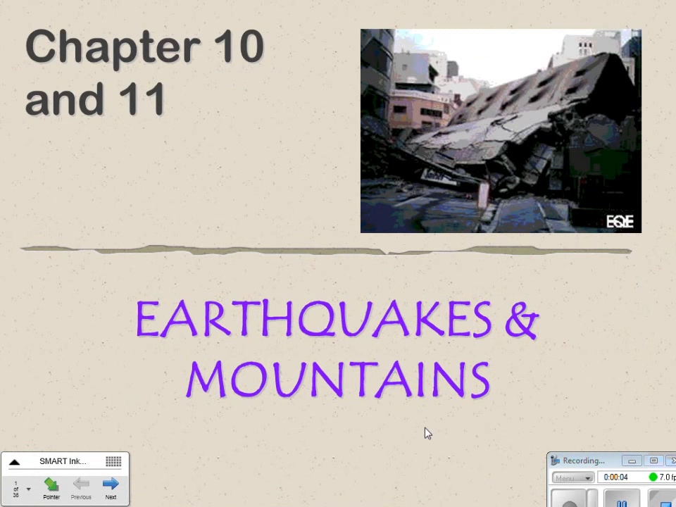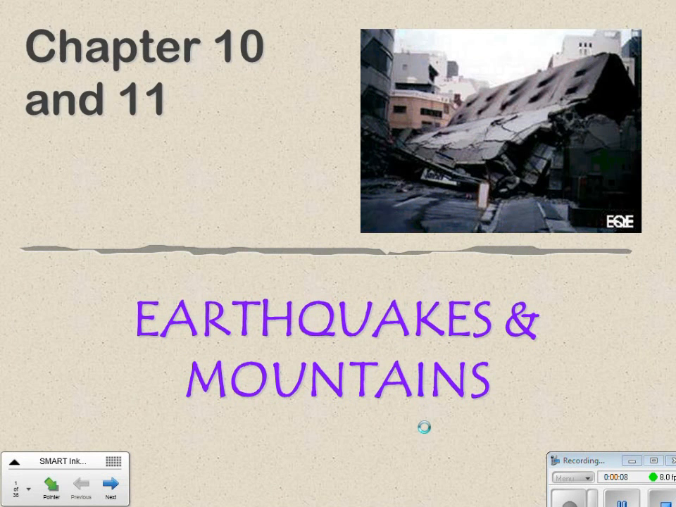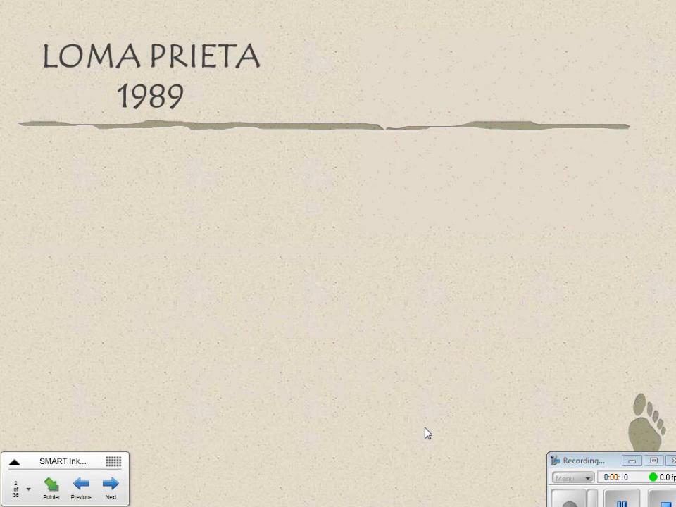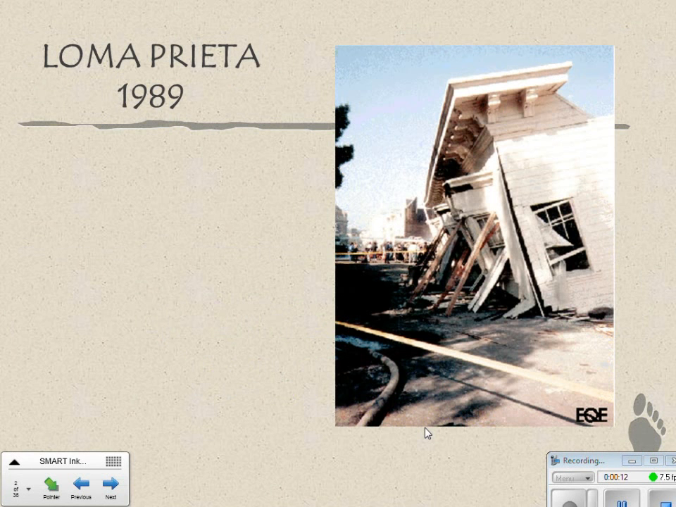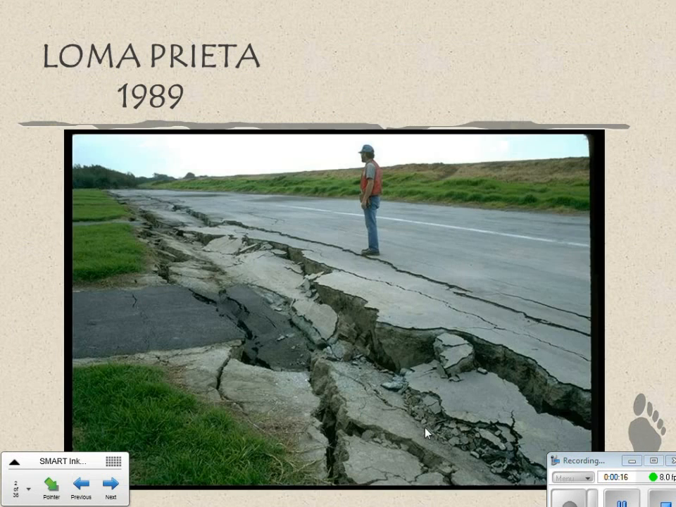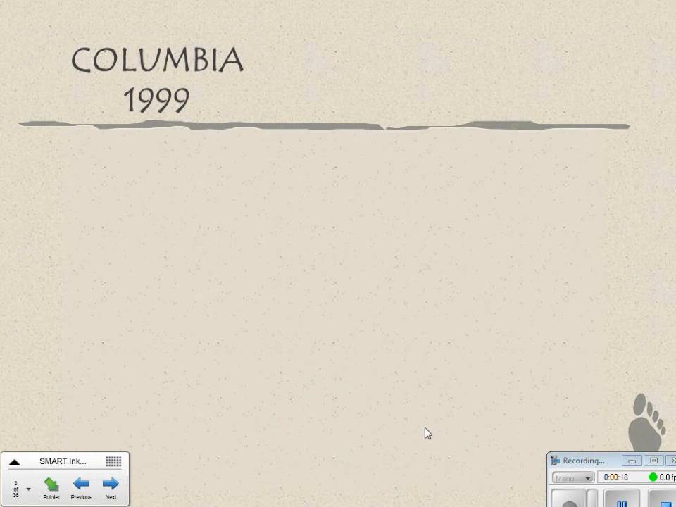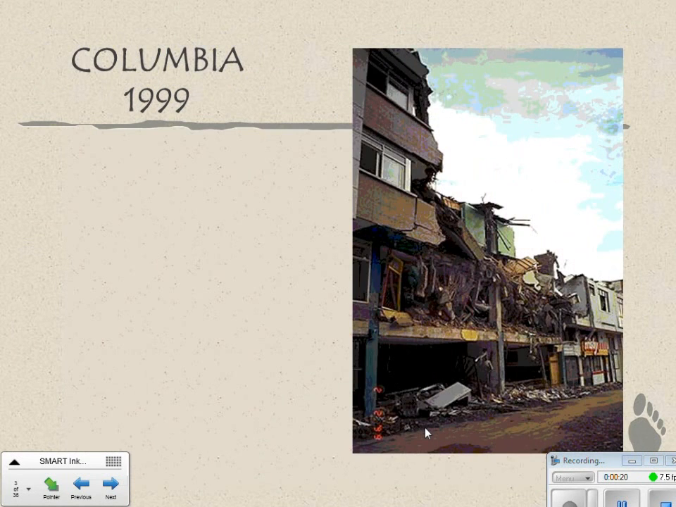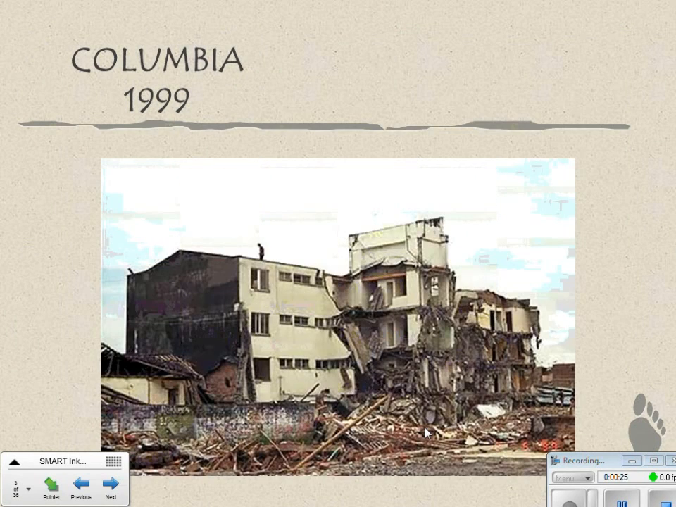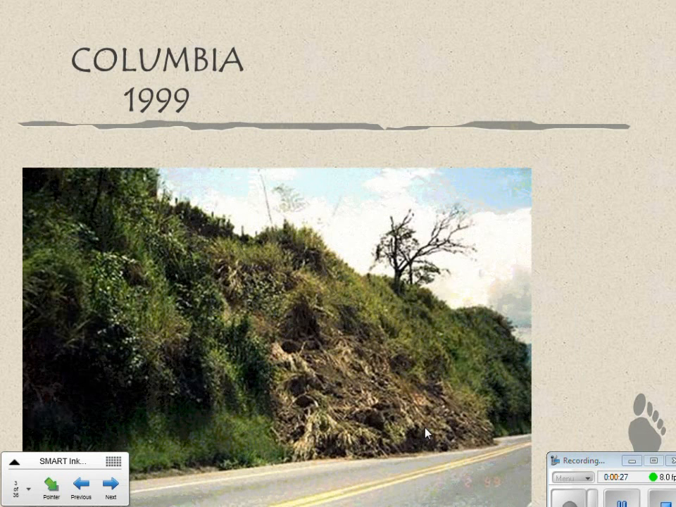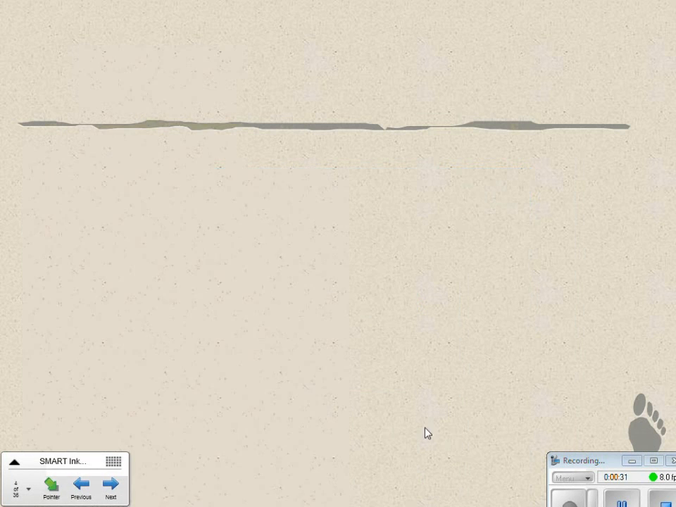These are the earthquake notes, and we talk a little bit about mountains as well. Most of this just starts out with pictures of different earthquake damage from around the world over the years. This earthquake happened in Colombia in 1999. You can see how that bank just sort of shimmied its way down onto the road.